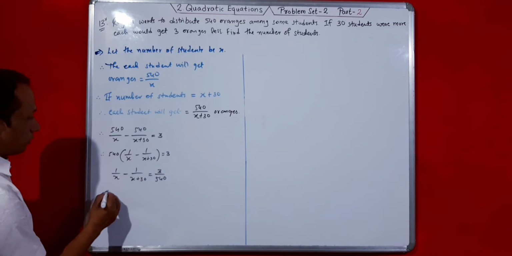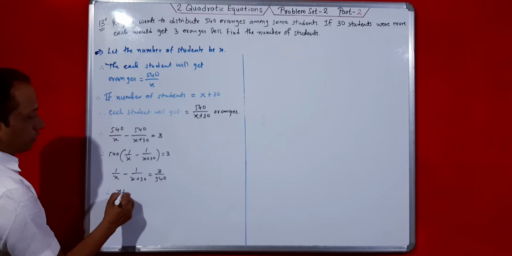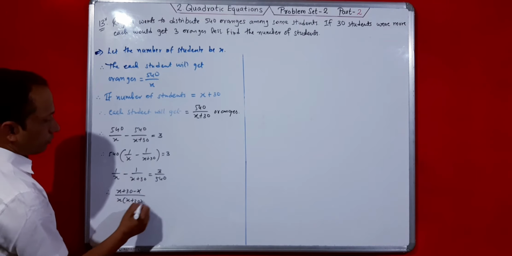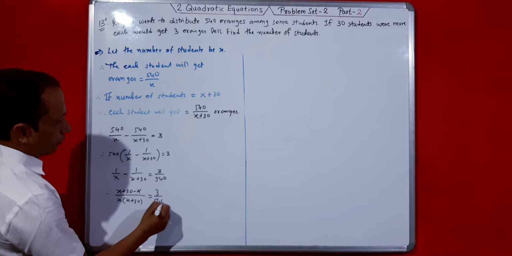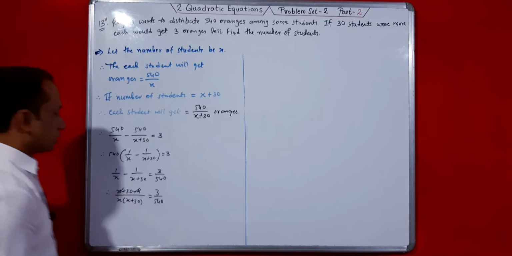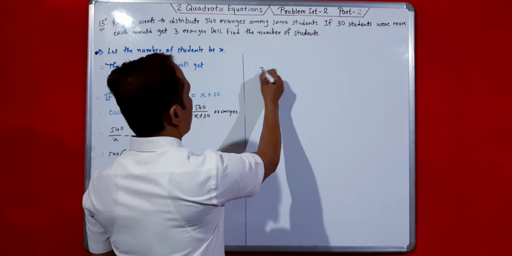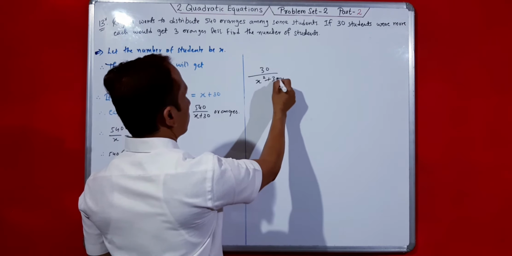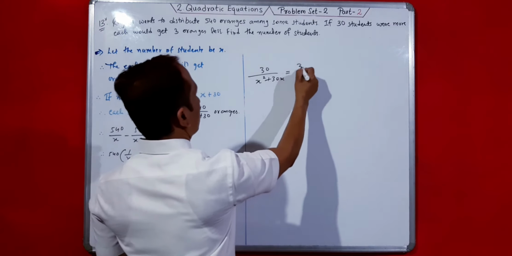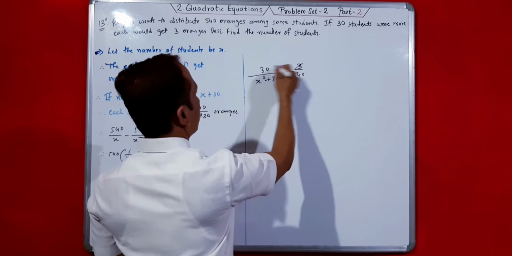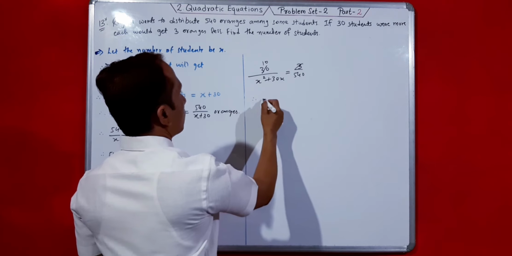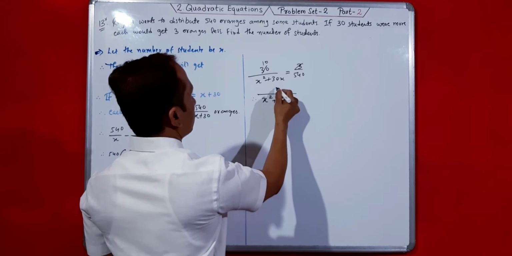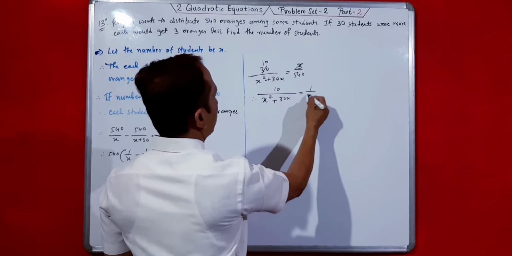Okay, I will do here. So x plus 30 minus x and x plus 30 is equal to 3 by 540. So this will get cancelled, and I will get again 30 divided by x square plus 30x. Okay, and this is 3 upon 540. The 3 ones are 3, this is 10. So x square plus 30x over 10 is equal to 1 upon 540.